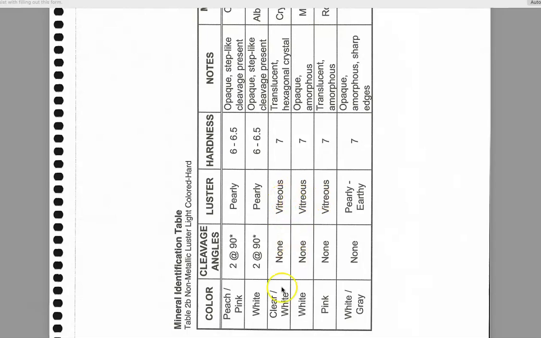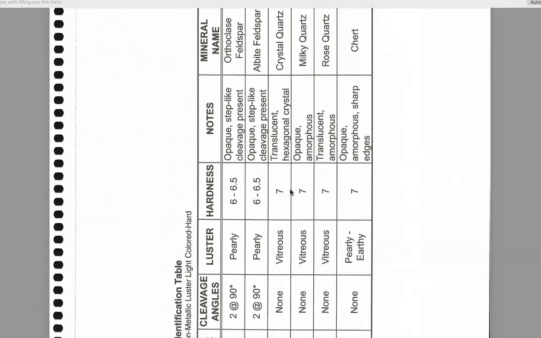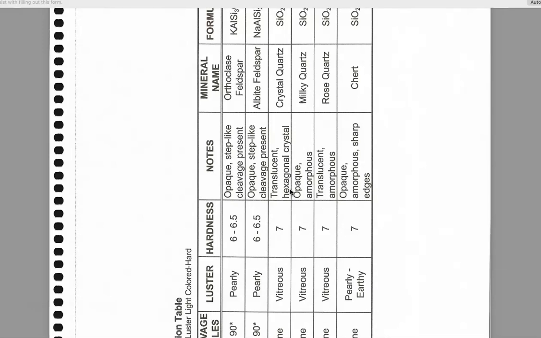Now again, that still doesn't take it too far. That narrows it down to two of them. Clear white or white, no cleavage, vitreous. They have the same hardness, 7. So, translucent hexagonal crystal or opaque and amorphous? What does amorphous mean?